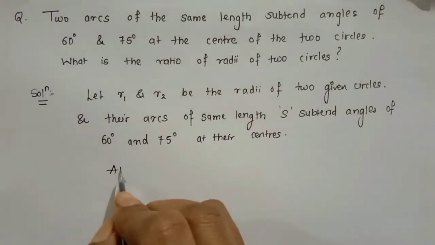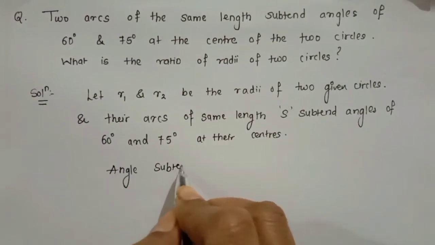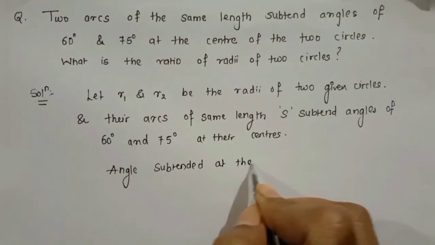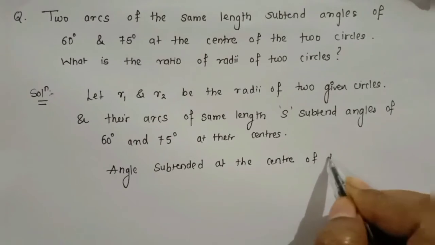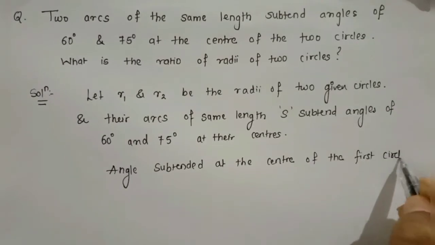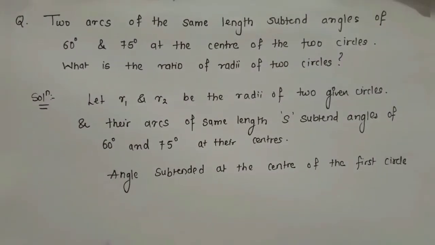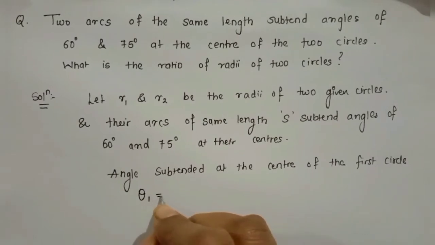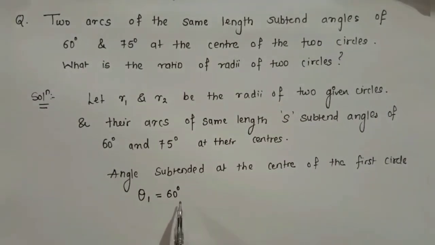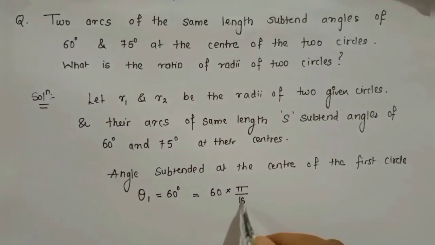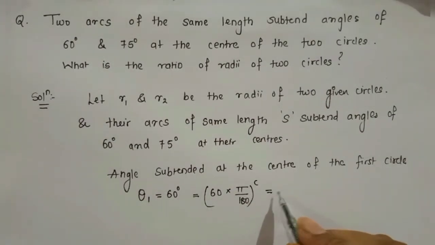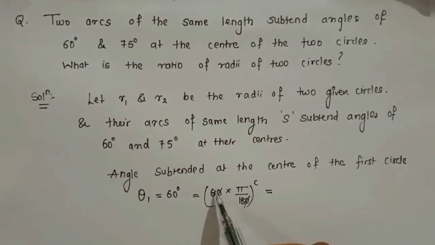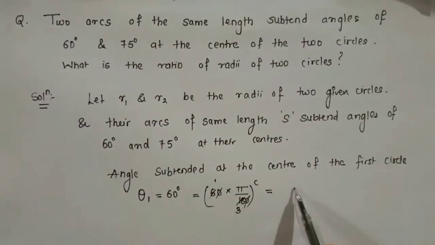Okay, the angle subtended at the center of the first circle, that's theta 1, which is 60 degree, correct? This is given, so we have to convert this degree to radian. For that we'll multiply this 60 with pi by 180. So we can write it as 60 into pi by 180 radian, which is nothing but, you can easily cancel out this 0, and then 6 ones are 6, and 6 threes are 18, so the answer is pi by 3 radian for theta 1.